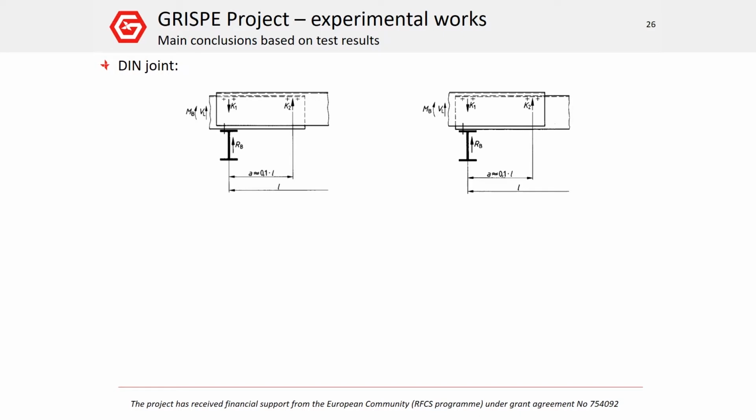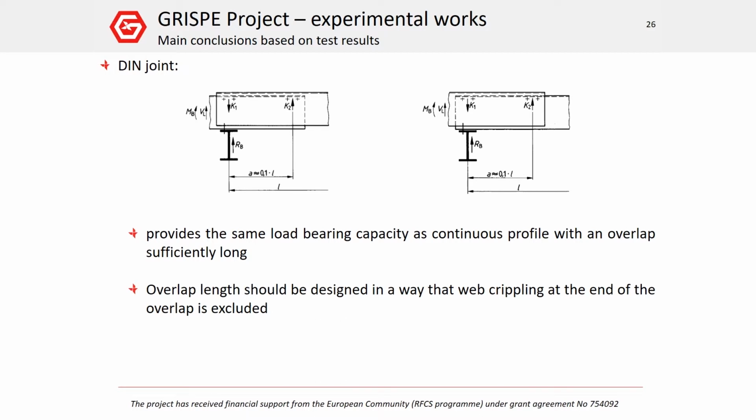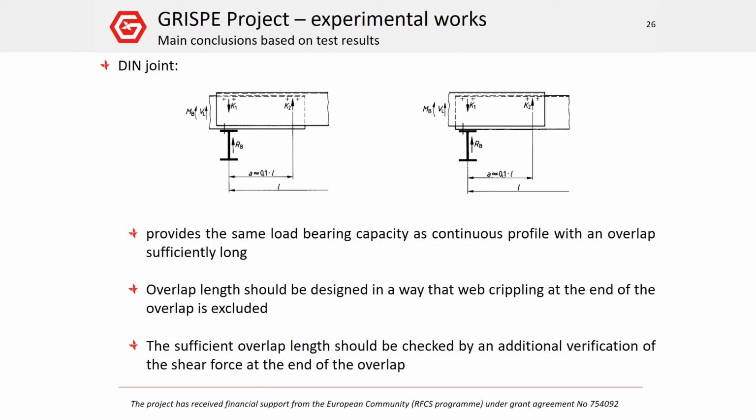For the DIN joint, this type of joint provides the same behavior as a continuous profile with a sufficiently long overlap. This overlap length must avoid a web crippling phenomenon at the end of the cantilevered part. This overlap length should be checked with the verification of the shear force.